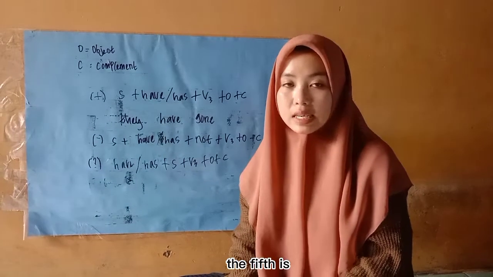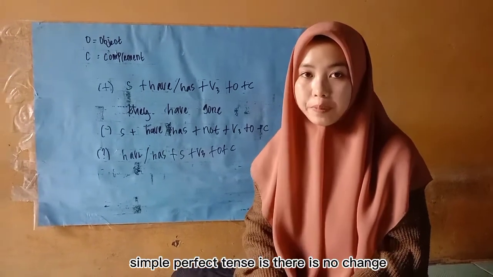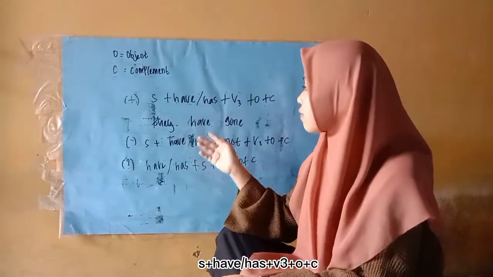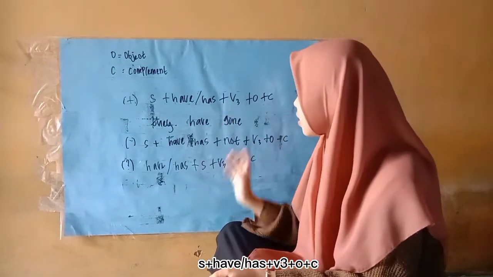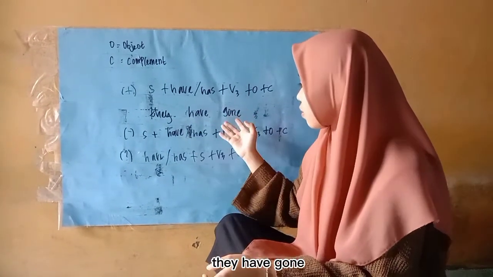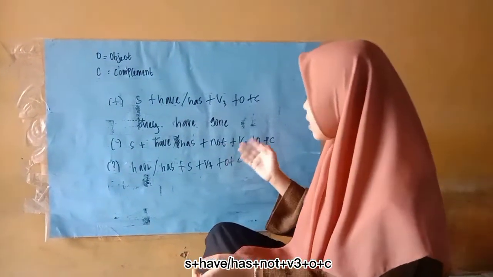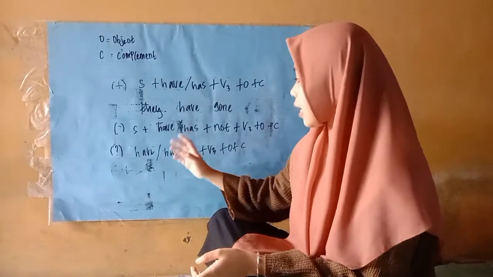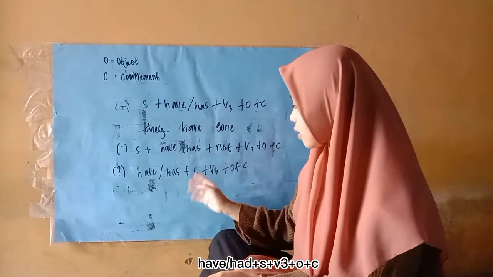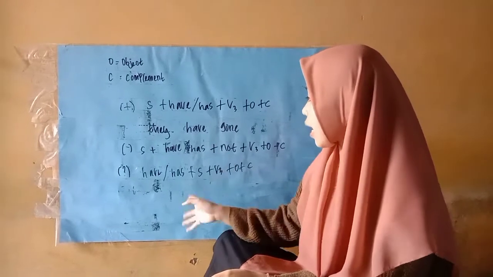The fifth is simple perfect tense. Simple perfect tense is there is no change, but we must use have or has. When formula is subject plus have or has plus verb 3 plus object plus complement. For example is they have gone. Negative is subject plus have or has plus not plus verb 3. Where example is they have not gone. Interrogative is have or has plus subject plus verb 3 plus object plus complement. For example is have they gone?